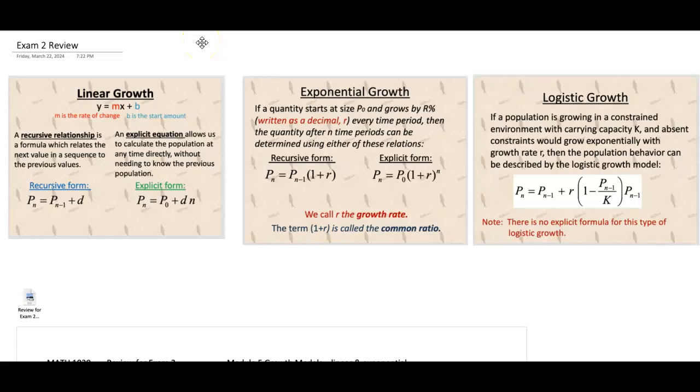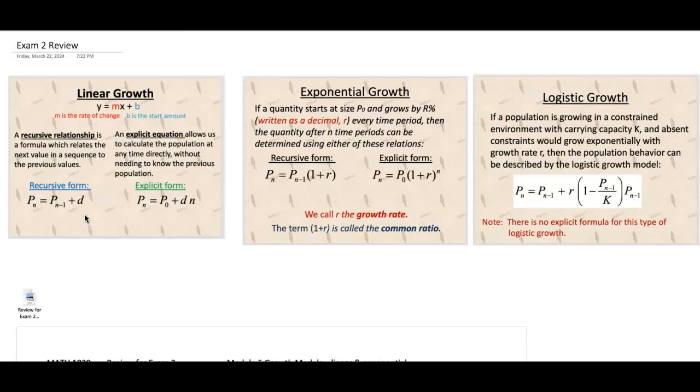So to start off, I just wanted to briefly go through some things with you about the different types of growth models that you came across in that module. They talked about linear growth and then exponential growth and logistic growth, and those are the ones that we're going to be focusing on. And these formulas that are given here, like this recursive form and explicit form for the linear growth, these will be given to you. So there is going to be a formula sheet this time.